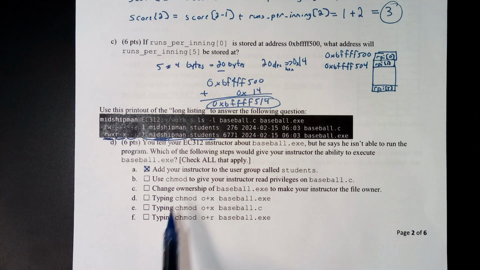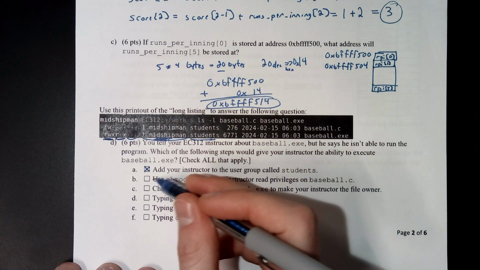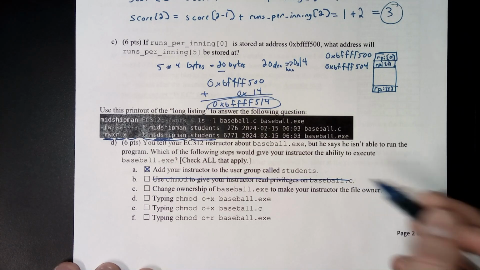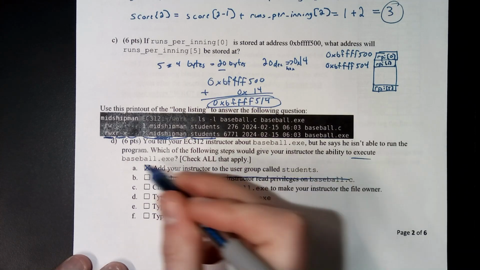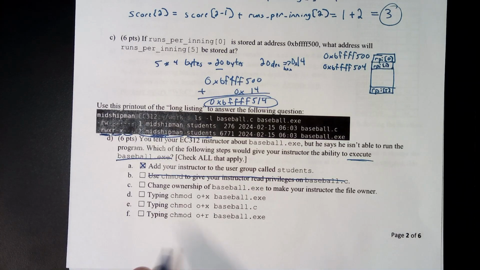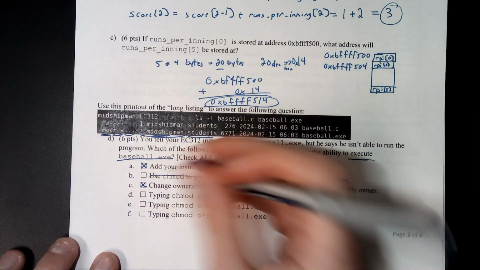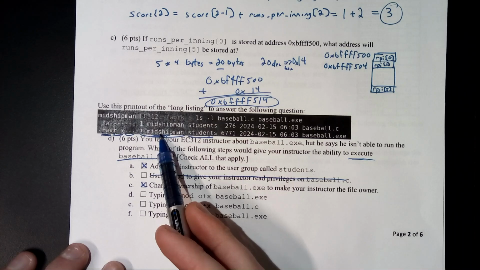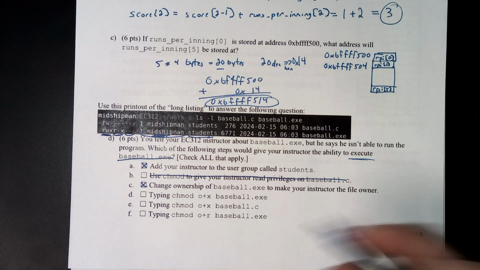Use chmod to give your instructor read privileges on baseball.c. That won't do anything because we don't actually need to read baseball.c, right? We need them to be able to execute baseball.exe, right? So we shouldn't be doing anything to baseball.c here. Change ownership of baseball.exe and make your instructor the file owner. That would work, right? Because if we changed midshipman to your instructor, then they have read, write, execute permissions. So that would work as well.